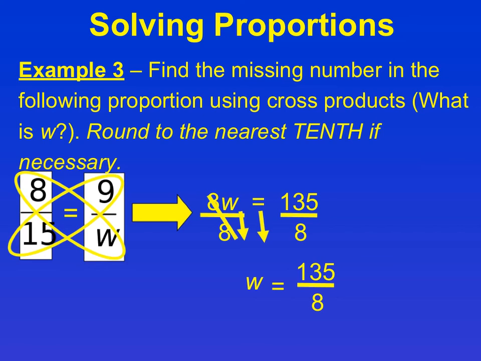So 9 times 15 is 135. 8 times w is 8w. So 8w equals 135. Again, divide both sides by 8. You get w equals 135 over 8. So that's how you do a cross product, and that's how you solve proportions. Remember, it's always preferable to leave it as an improper fraction for me.